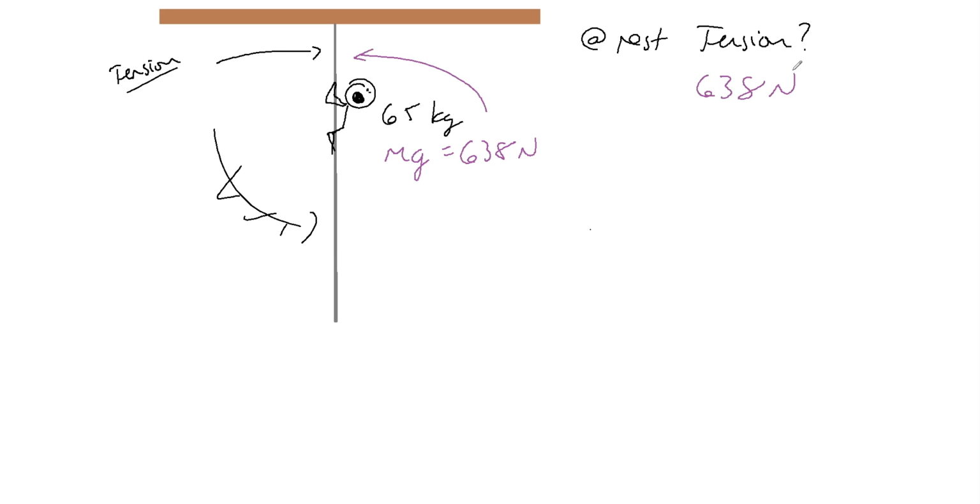Okay. Here, let's clean up this part down here. There we go. Complete. So 638 newtons of tension at the top. And below him, there would be nothing. There's no tension below him. It's just above him.